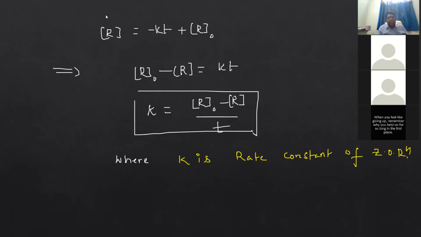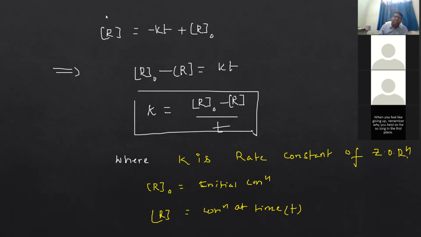Clear? So here you already know R naught. R naught is the initial concentration of the reactant. R is the final concentration. R naught is equal to the initial concentration, and R is equal to the concentration at time t. This is the derivation of the zero order reaction. I hope everyone understood this equation. So how to get this equation, once again?